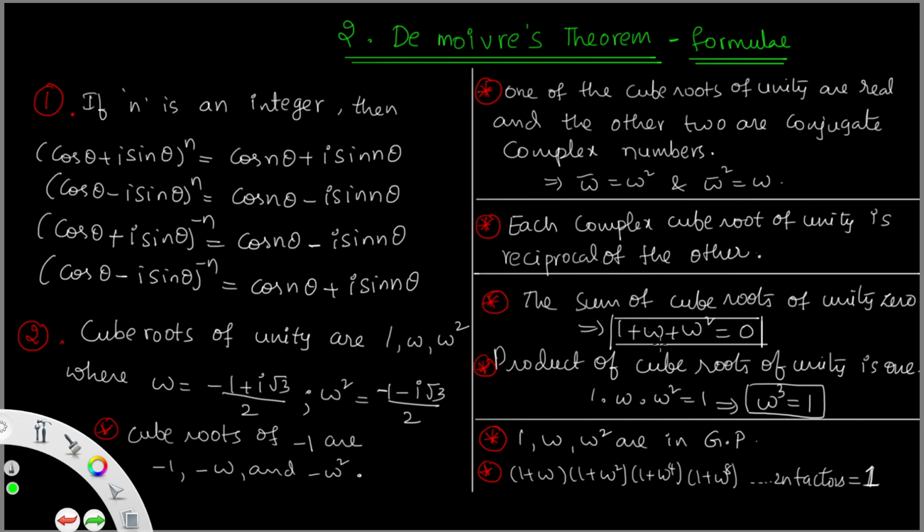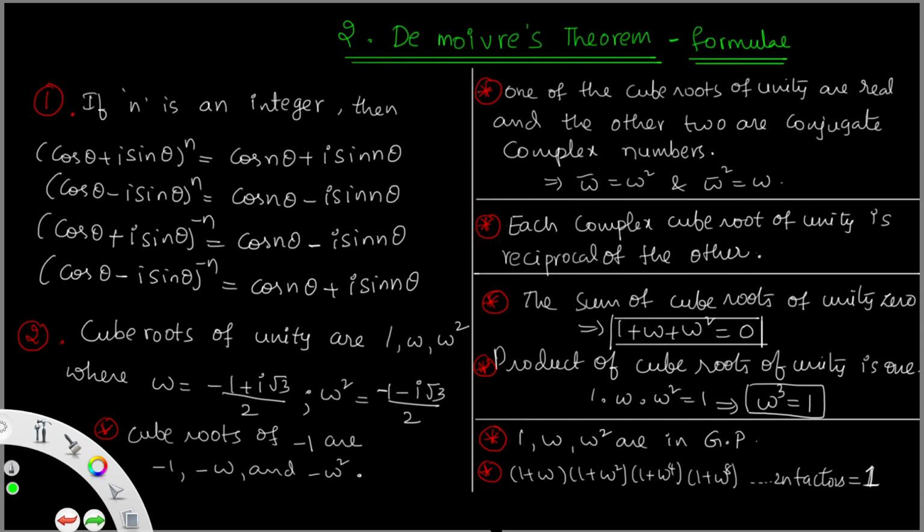From this, an expression like (1 plus omega) into (1 plus omega square) into (1 plus omega power 4) into (1 plus omega power 8), up to 2n factors, that is even powers, the total becomes 1 always. Simplifying, minus omega square, minus omega and so on, we multiply them, and with 2n even factors the value becomes 1.